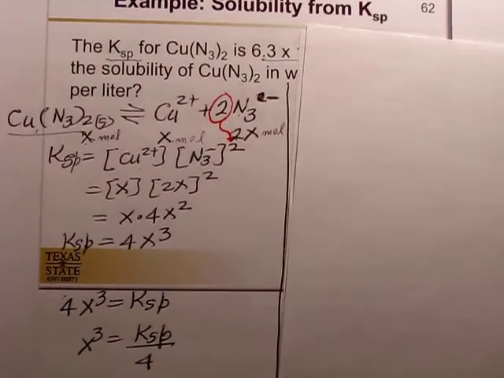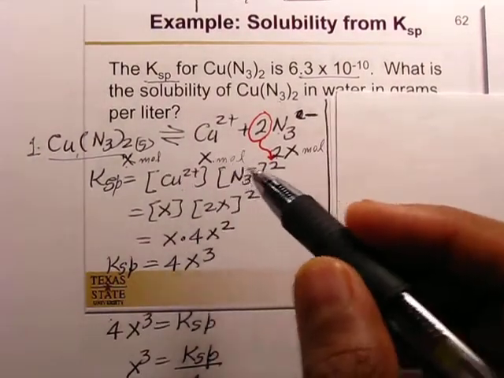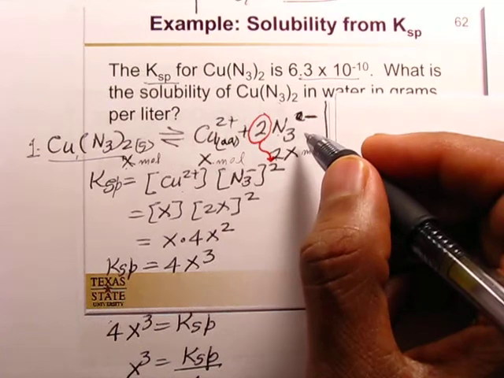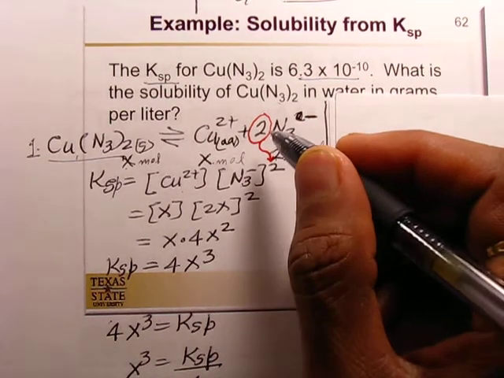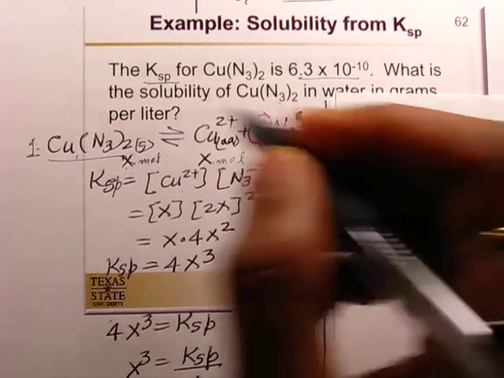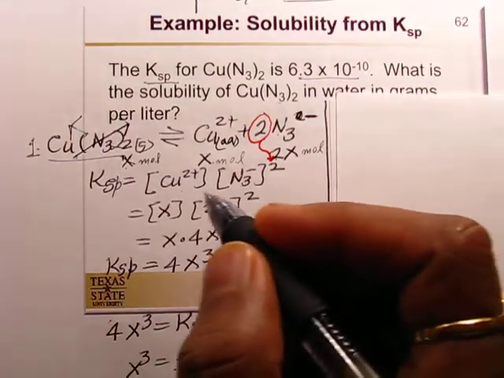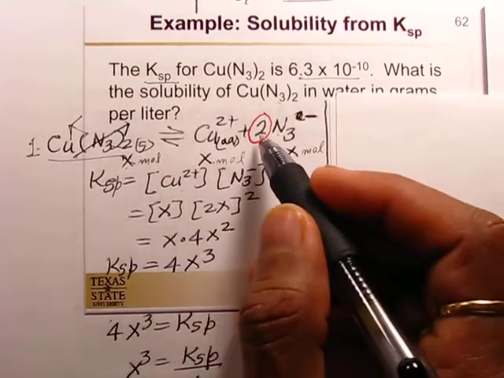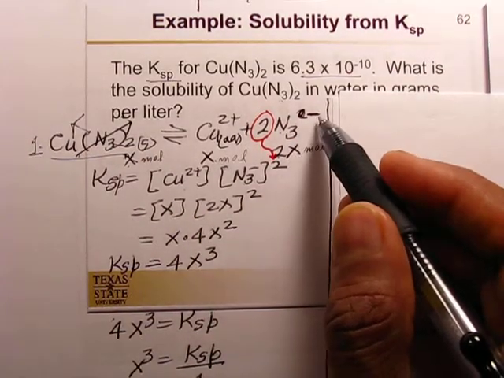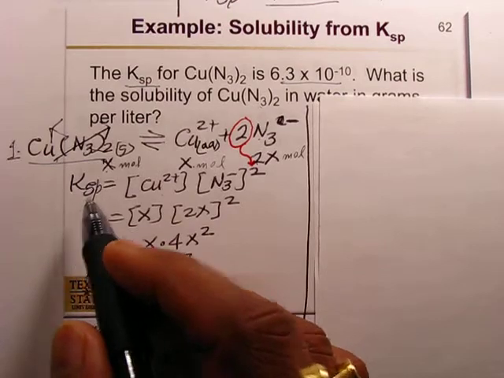We will solve this question like this: first, copper nitride we have to dissociate into ions. In the aqueous phase we will have copper ions and nitride ions. Copper will have a 2+ charge and nitride has a 3- charge, so the formula is Cu3N2 and the ions come out in those ratios. The Ksp value is already given.